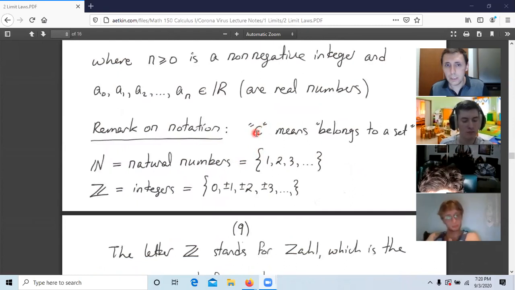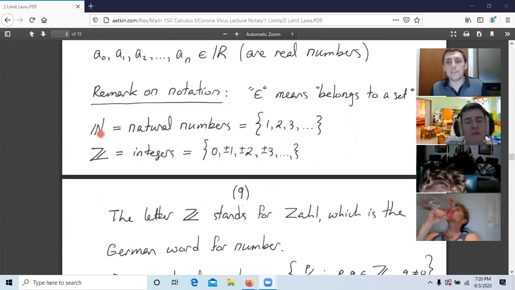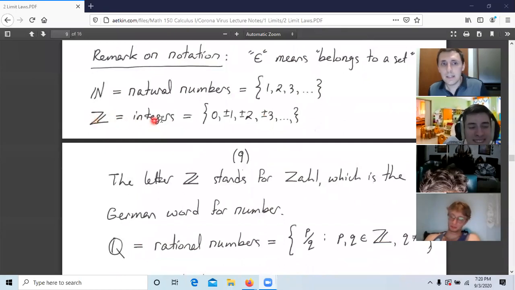This symbol means belongs to a set, okay? So when I say this, I mean all those are elements of the real number line. And then we have this basic notation. Natural numbers, N, I write it like this. It's usually a thicker leg for the N. It's whole numbers starting from 1 and going to 2, 3, 4, and onwards. Z, those are integers. 0, plus minus 1, plus minus 2, plus minus 3, etc.